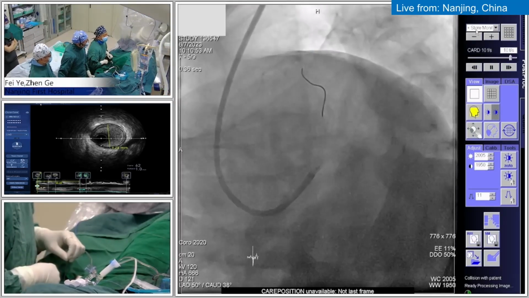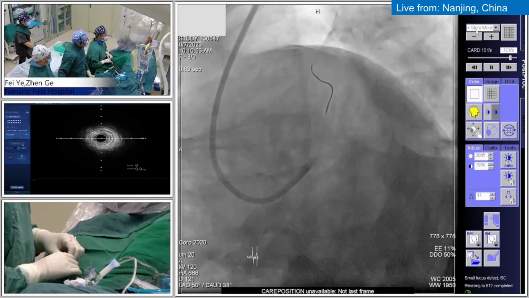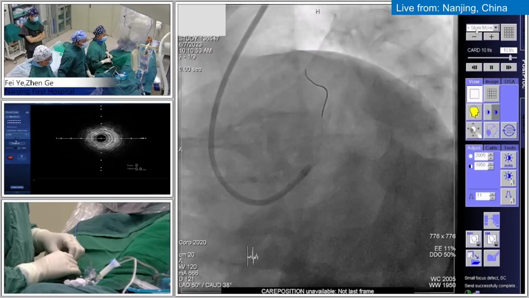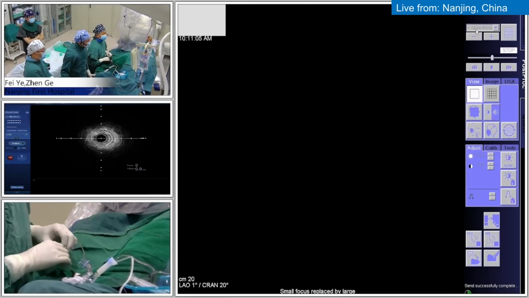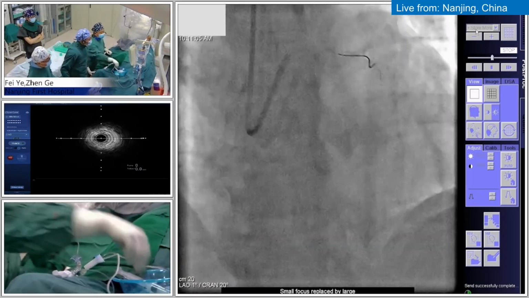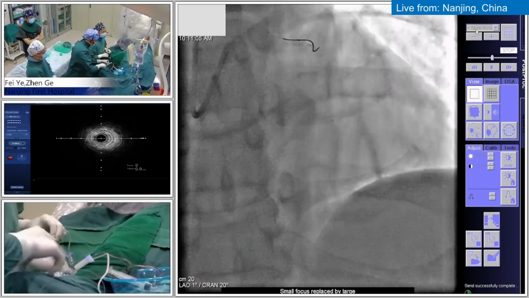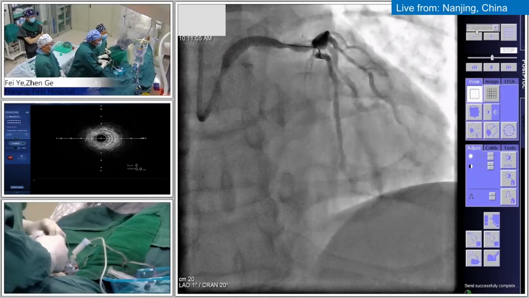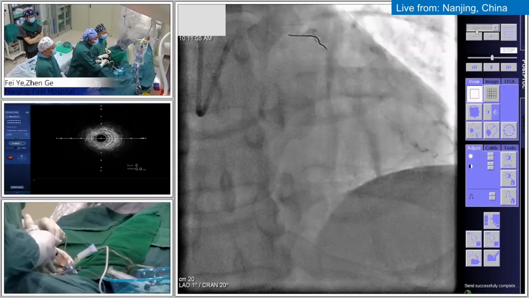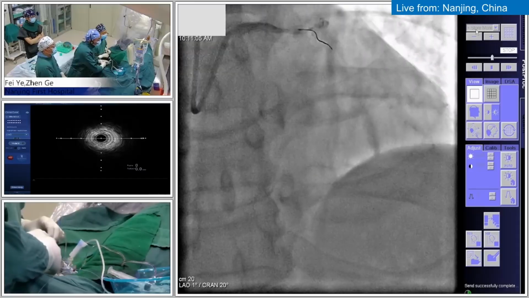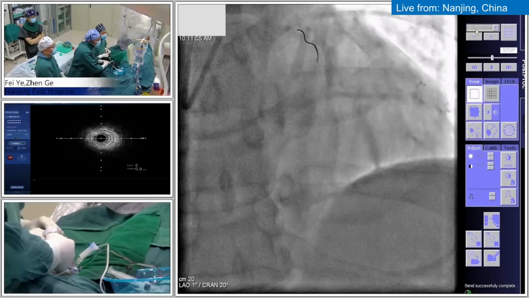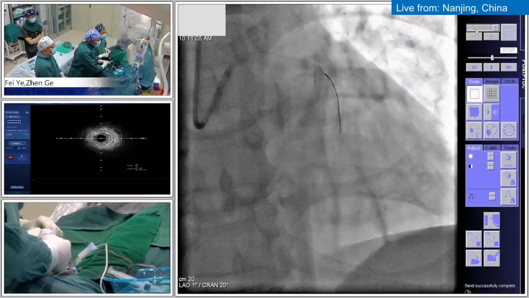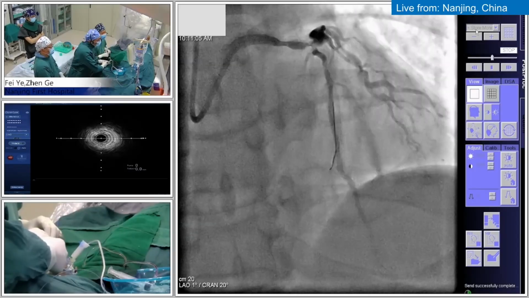So we can see Dr. Ge use spider view and change to the AP cranial to advance the wire into the vessel. We can see this severe angulation. It is the proximal LAD. This is a diagonal, the second diagonal. You got it.